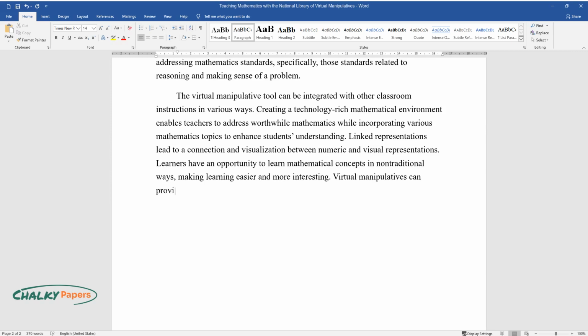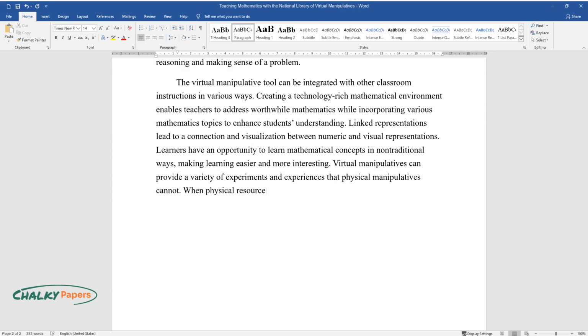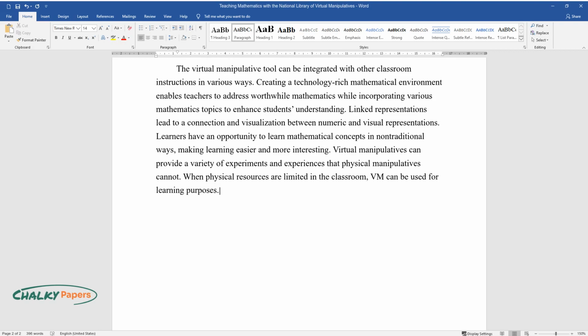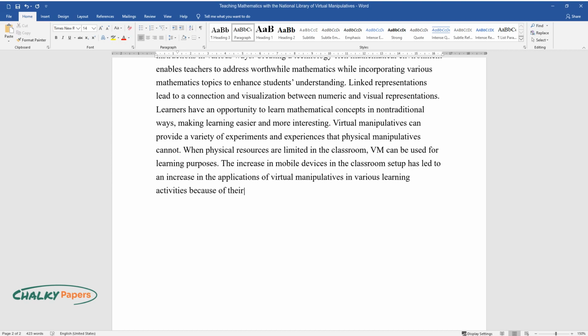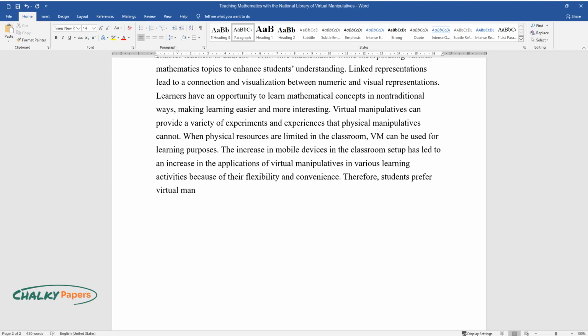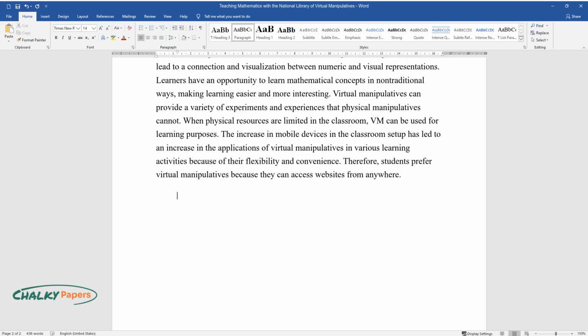Virtual manipulatives can provide a variety of experiments and experiences that physical manipulatives cannot. When physical resources are limited in the classroom, VM can be used for learning purposes. The increase in mobile devices in the classroom setup has led to an increase in the applications of virtual manipulatives in various learning activities because of their flexibility and convenience. Therefore, students prefer virtual manipulatives because they can access websites from anywhere.